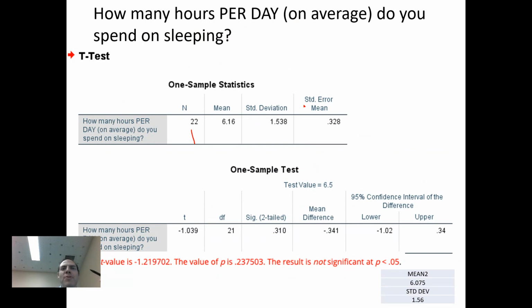Okay, how many hours per day on average do you spend on sleeping? Okay, we got a national average. Well, national average is 6.5 hours a day of sleeping. And then based on your survey responses, we got 6.16. All right, good. You're getting enough sleep. I'm glad. Keep it going. Sleep is very good for you.